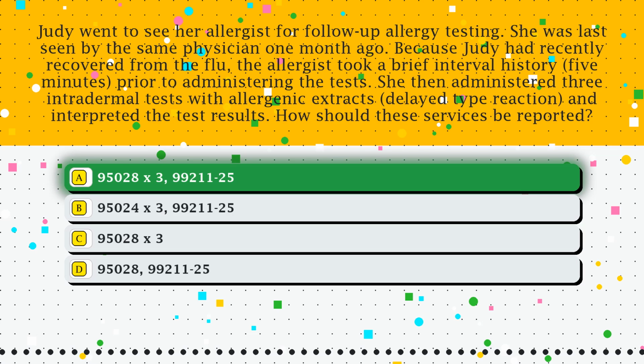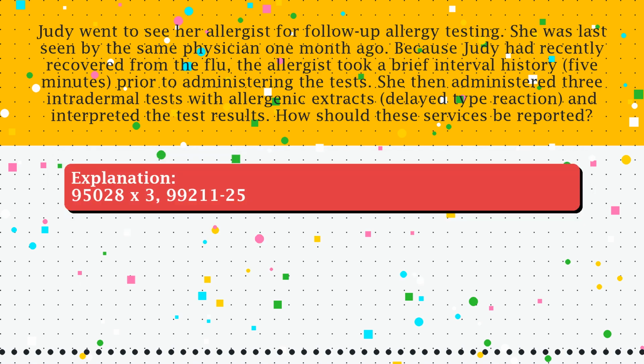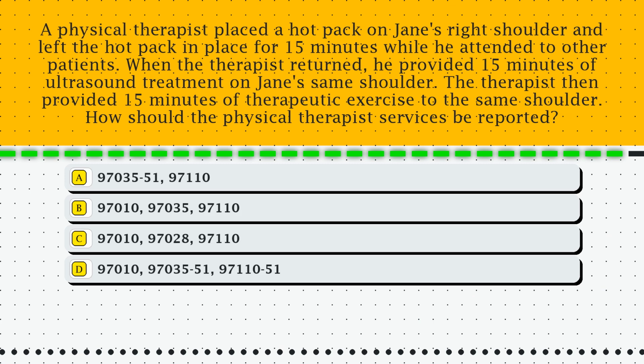The correct answer is option A, 95028x3, 99211-25. 95028x3, 99211-25.